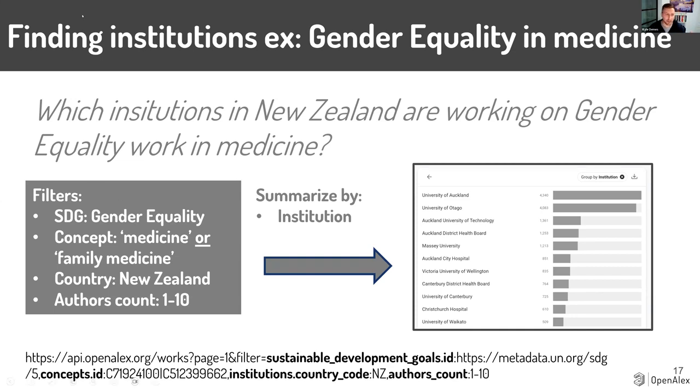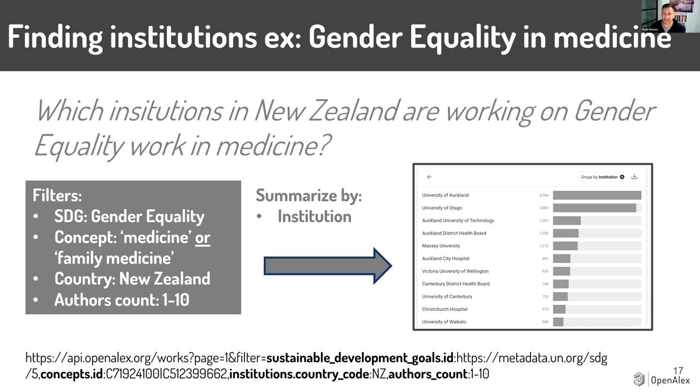So the example I came up with here is which institutions in New Zealand are working on gender equality work in medicine. So I intentionally sort of made this a little more complex, but I started with the SDG that's gender equality, because that's one of the ones that exists. And I could have done good health and well-being, but good health and well-being as another SDG includes quite a bit more than I was interested in this particular use case. So I combined with top concepts.